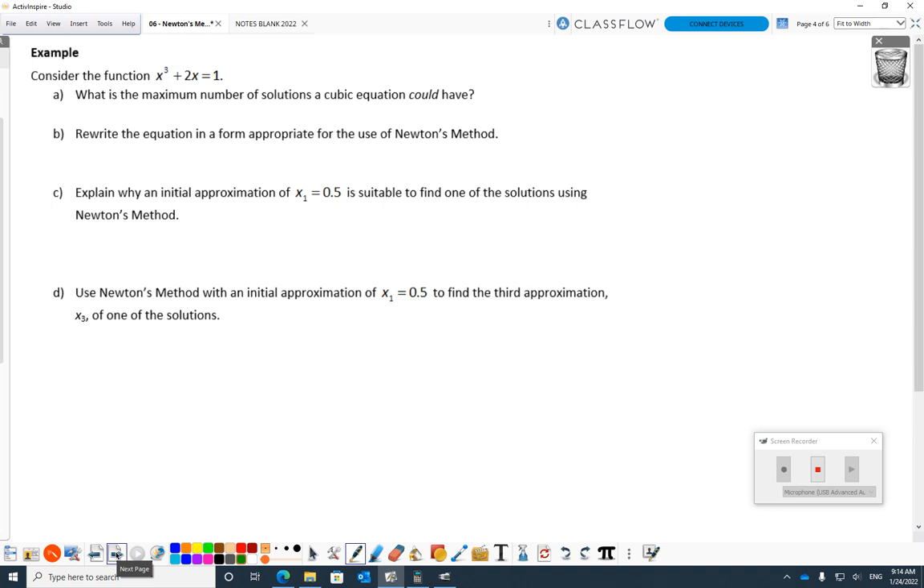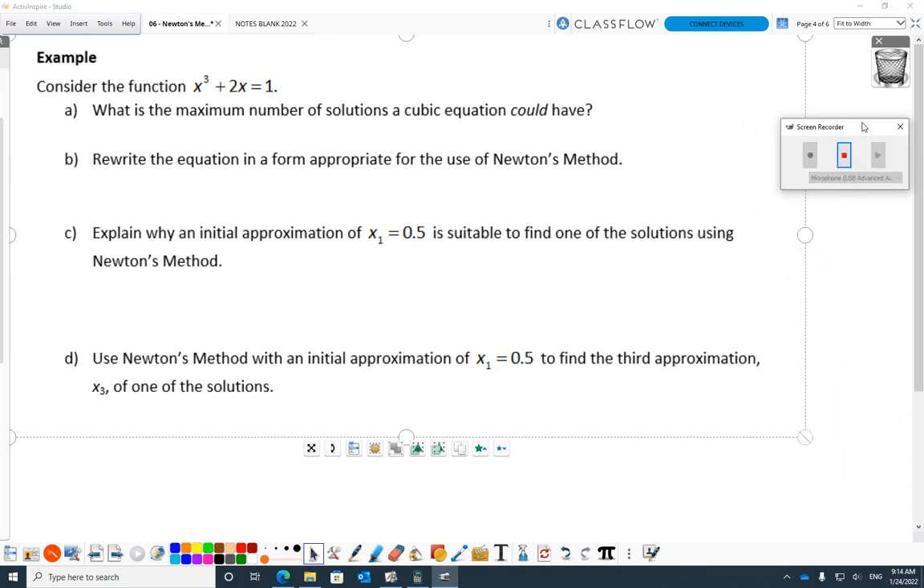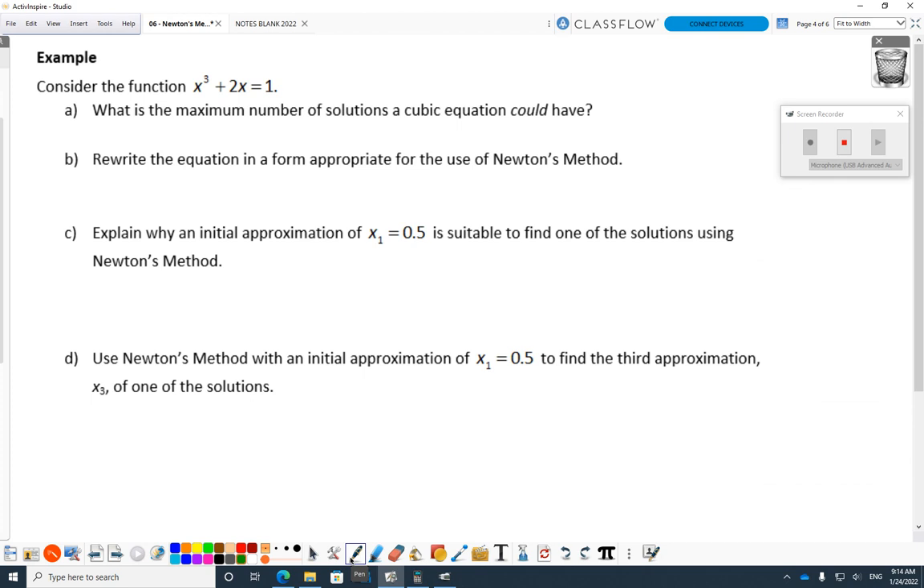Well, let's not wait any longer. Let's get right into one. Got to open that up here and get as much space as I can. Consider the function x cubed plus 2x equals 1. A lot like the example I did, slightly different in that it's very simple looking, but it's not easy to find the zeros without Newton's method. Once we have Newton's method, life's pretty straightforward here.